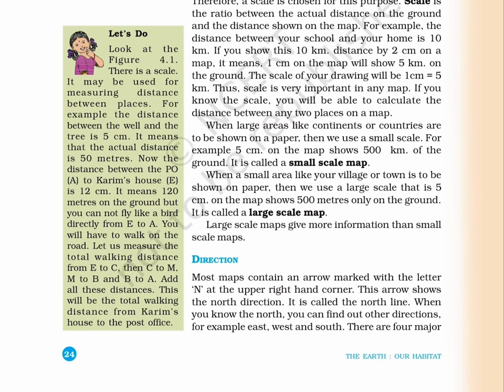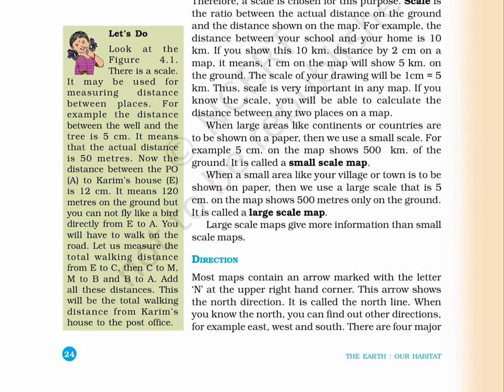Direction. Most maps contain an arrow marked with the letter N at the upper right-hand corner. This arrow shows the north direction. It is called the north line. When you know the north, you can find out other directions, for example east, west, and south. There are 4 major directions: north, south, east, and west, as shown in figure 4.2a.